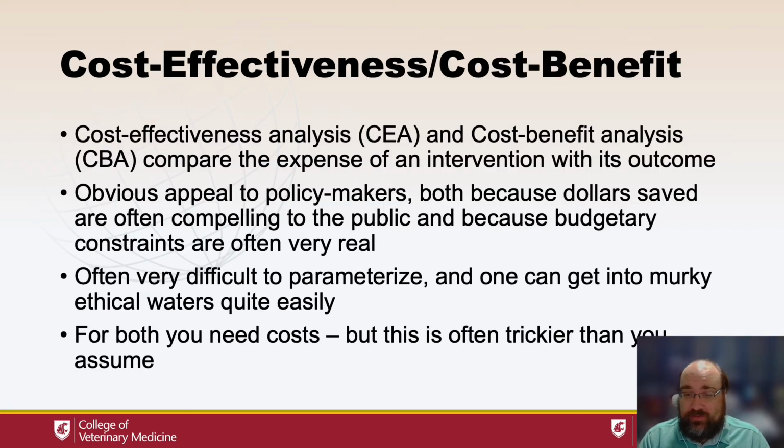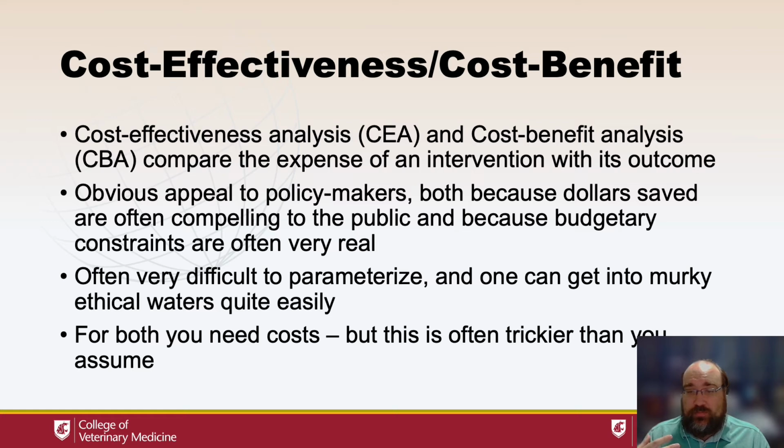So another way to look at decision support is cost effectiveness and cost benefit analysis. Cost effectiveness analysis, or CEA, and cost benefit analysis, CBA, compare the expense of an intervention with its outcome. This has obvious appeal for policymakers. Dollars saved is a thing that you can take to constituents, and it makes sense to them. And then budgetary constraints are a very real thing. If you're saying, look, I only have $5,000 in my district's budget this year, which of two things do I do? That's an important question to be able to answer.